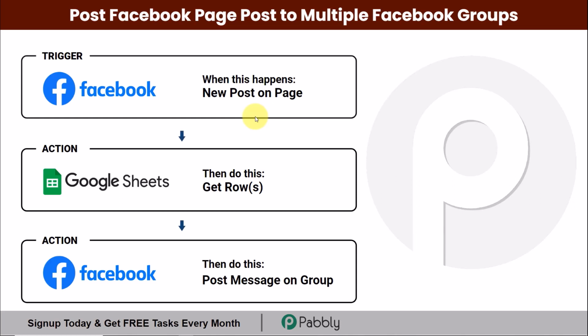Now here your objective is that every time you have posted a new post on any of the pages that you have on your Facebook, then automatically the same post should be posted on different groups that you have on your Facebook. Now to do this, we are going to integrate Facebook pages with Facebook groups and Google Sheets, and we are going to do this using Pabbly Connect. So here your trigger will be Facebook pages, your action applications will be Google Sheets and Facebook groups. So to understand how you can integrate and automate this entire process, let's start.